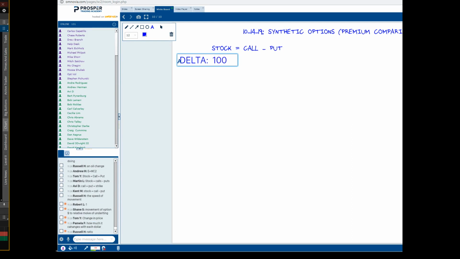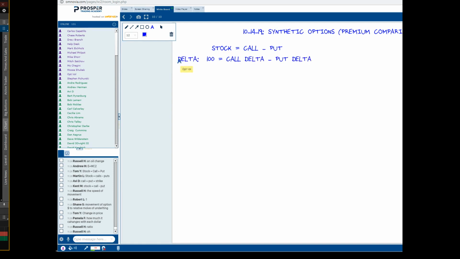No. We're not asking what the definition of delta is. We're just saying what is the delta of stock. The delta of stock is 100, right? Or 1. Because if you own 100 shares of stock and the stock moves up $1, you make $100. If you own 200 shares of stock and the stock moves down $1, you lose $200. So it moves 1-to-1 with itself. Okay, so from a delta perspective, you have 100, which is your stock, equals call delta minus put delta.